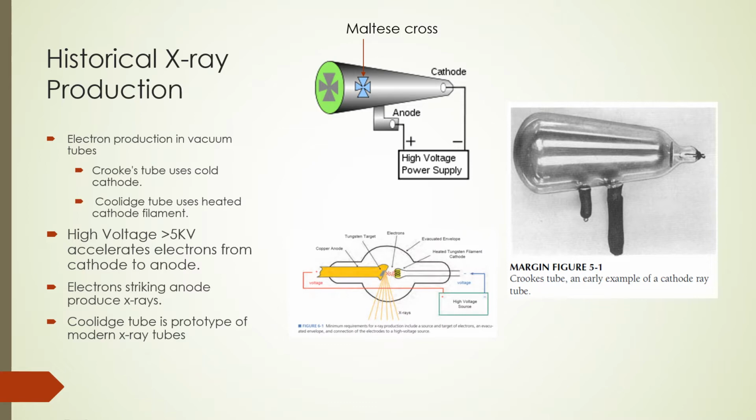In 1913, Coolidge improved the X-ray tube by introducing a heated wire filament. The Coolidge tube is a prototype of the modern X-ray tube in use today. It is more efficient at producing X-rays than the Crookes tube. The top left figure is of the Crookes tube. A modern X-ray tube is shown on the bottom left, and a picture of the Crookes tube is on the right. X-ray production has not changed much over the years.